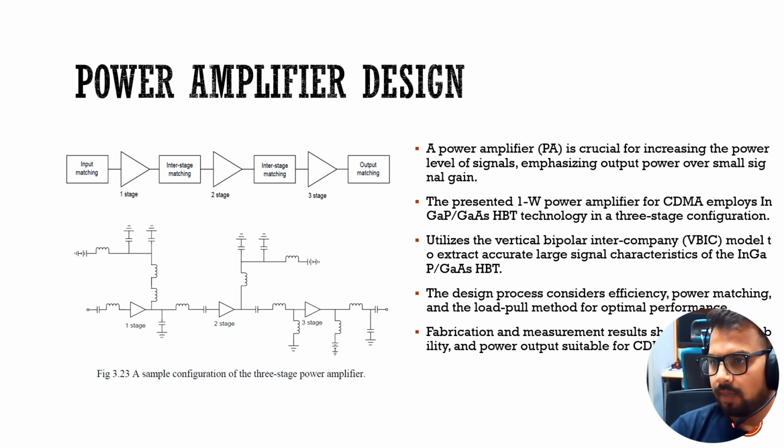A power amplifier, PA, is crucial for increasing the power level of signals, impacting output power and small signal gain. The presented 1 watt CDMA power amplifier employs indium gallium phosphide and gallium arsenide HBT technology in a 3-stage configuration. It utilizes the vertical bipolar inter-company VBIC model to extract accurate large signal characteristics of the InGaP/GaAs HBT. The design process considers efficiency, power matching, and the load pull method for optimal performance. Fabrication and results show scalability and power output suitable for the cascode design.